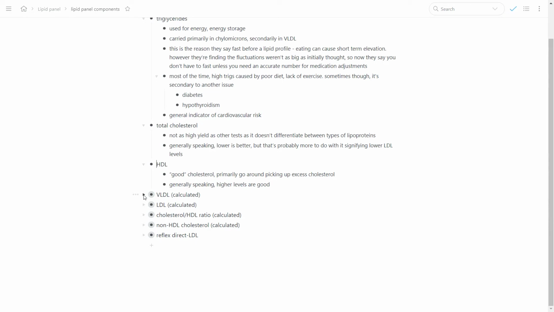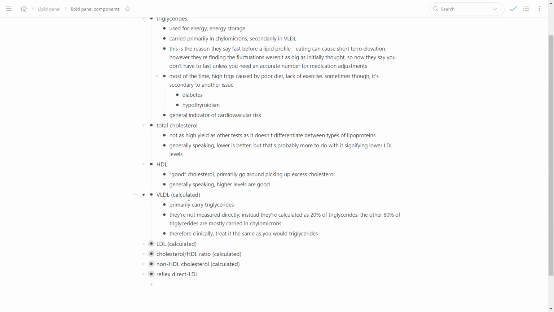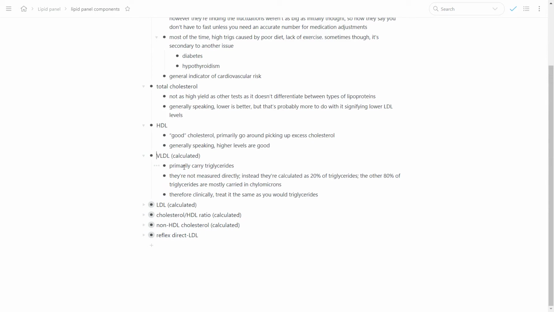So VLDL, this is where we get into the calculated values that we were talking about. And again, they primarily carry triglycerides, and they are not measured directly, but instead you calculate them as 20% of the total triglycerides, and then the other 80% of triglycerides are carried in those chylomicrons. So therefore, clinically treat it the same as you would high triglycerides. So if there's a medication that treats high triglycerides, that's also going to treat high VLDL.